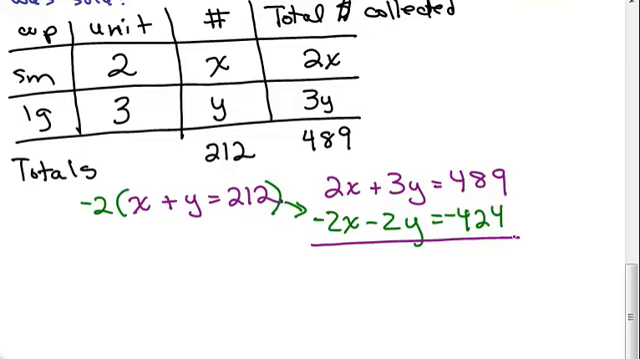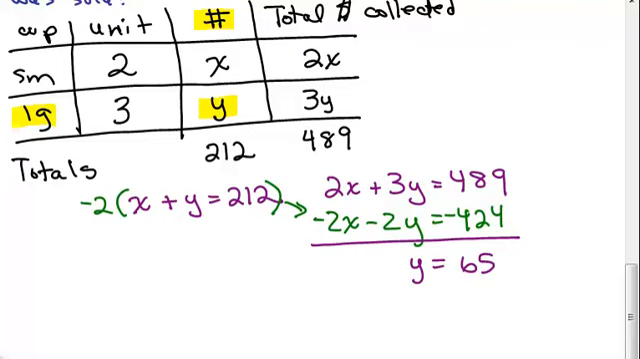Now, this is very convenient, because if I add up here, the x's cancel. 3y minus 2y is y. And subtracting over here, that looks like it's 65. So if I did it correctly, it looks like y, which stands for what? Y is the number of large copies sold. It's going to be 65.